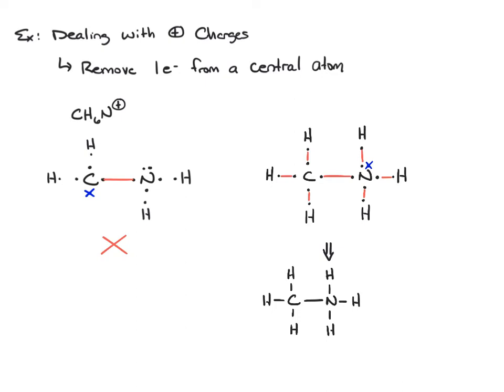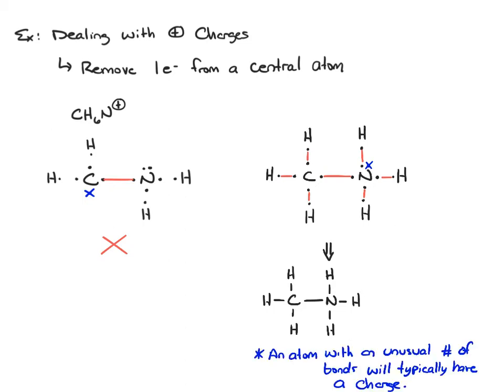Now, the nitrogen doesn't have its typical number of bonds. Usually nitrogen wants 3 bonds. Now it has 4 bonds. A general rule of thumb, when an atom has an unusual number of bonds, it will carry a charge. And we do have a positive charge we need to put on this structure. So we're going to put the charge on the nitrogen. Later on, we're going to learn how to calculate formal charge for the atoms.